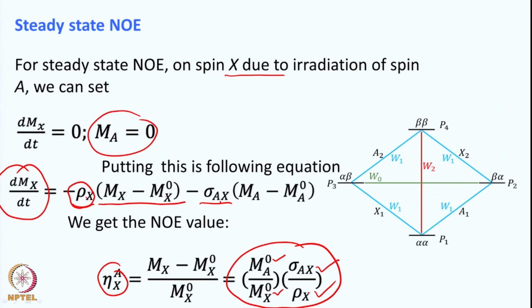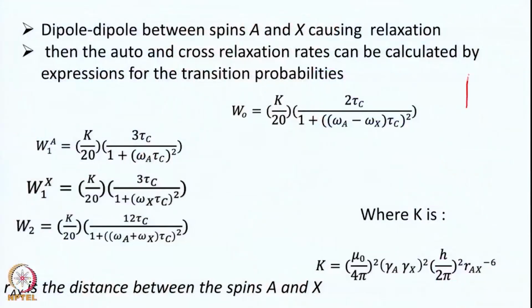So, why is this happening? Because both spins are dipoles, and they are connected by the dipolar interaction in space. Suppose this is the A spin and the x spin; they are both dipoles and connected by dipolar interaction. That is causing relaxation. When it causes relaxation, there is an auto relaxation rate and a cross relaxation rate, and that can be calculated by measuring the transition probability. That transition probability we have looked at in the previous slides.